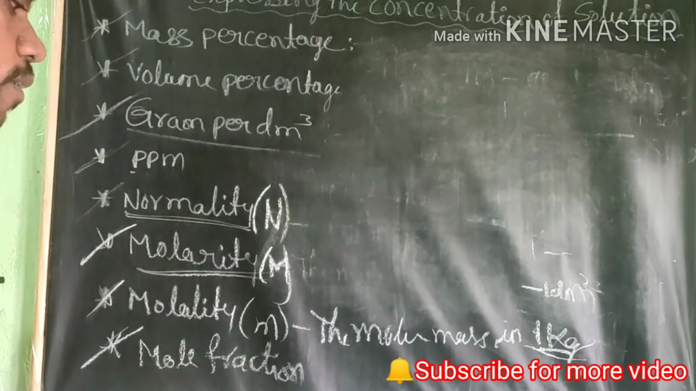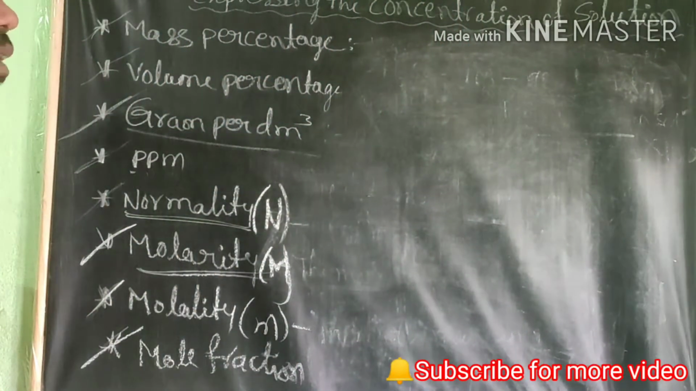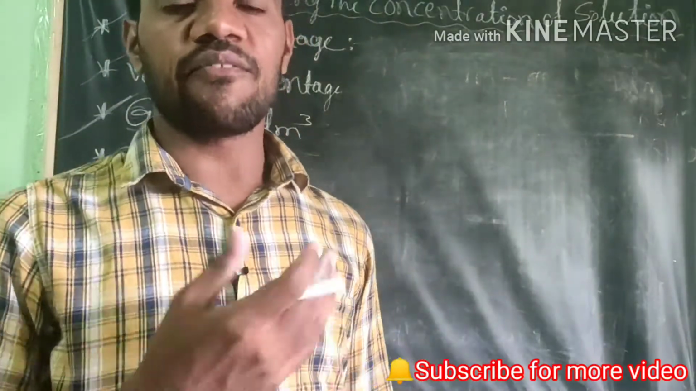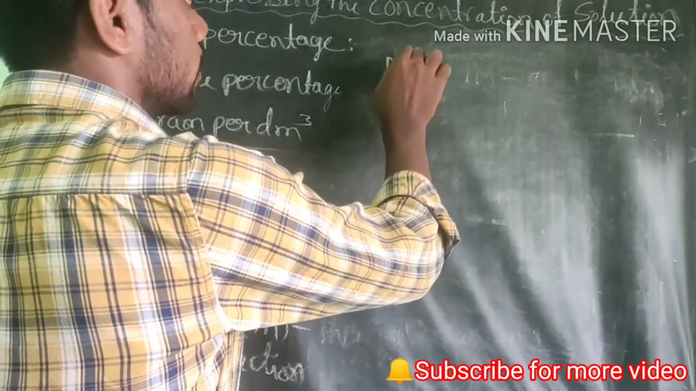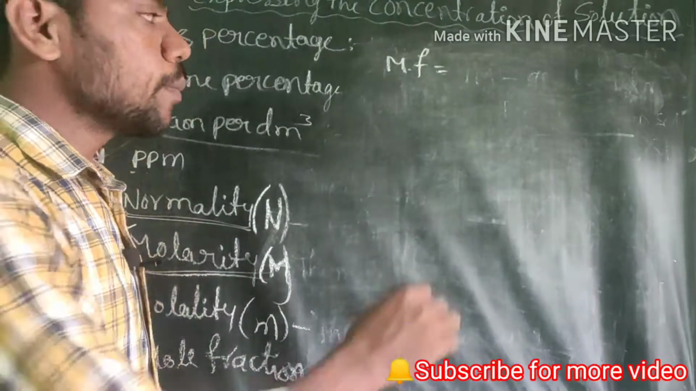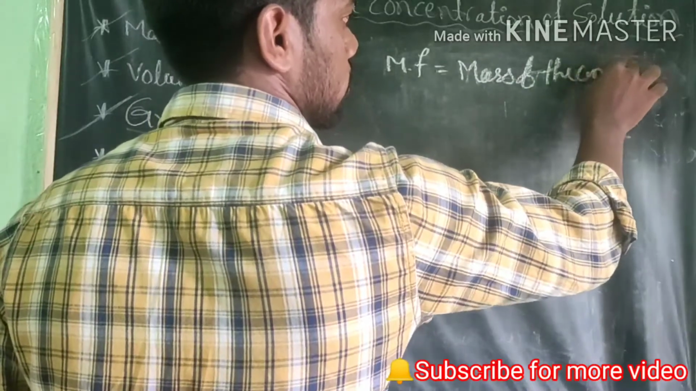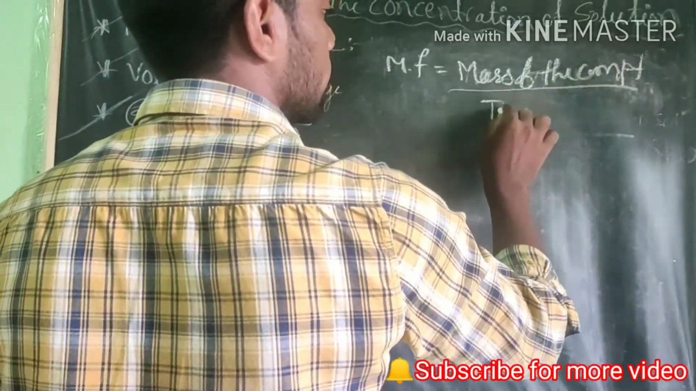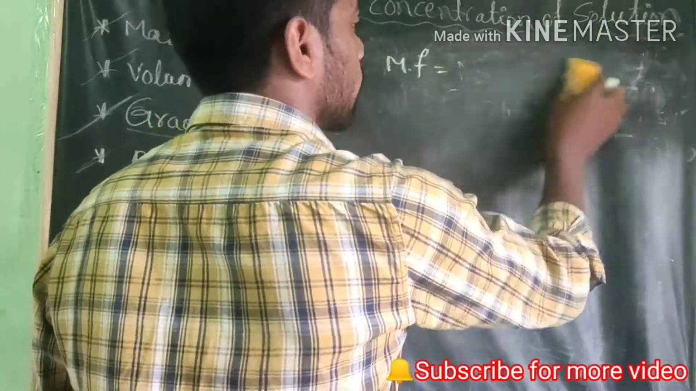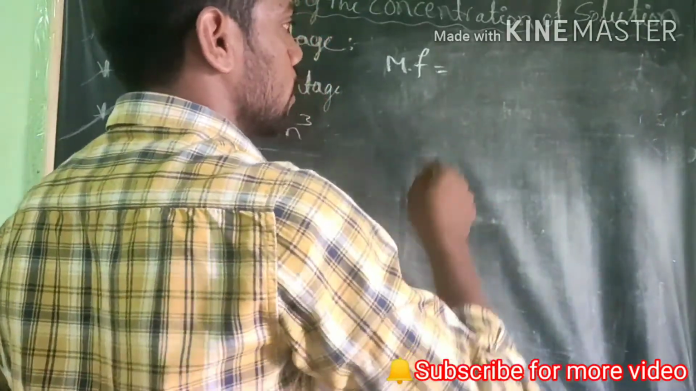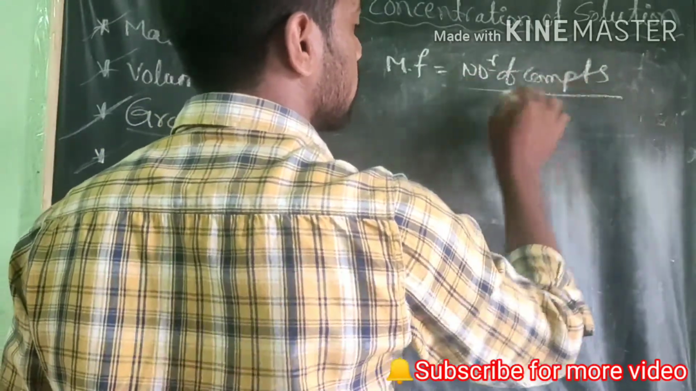Next one, mole fraction. How to tell this mole fraction? I will say it simply. We know what a mole is, and fraction means part. I will define mole fraction here: the number of moles of the component divided by the total number of moles of all components.